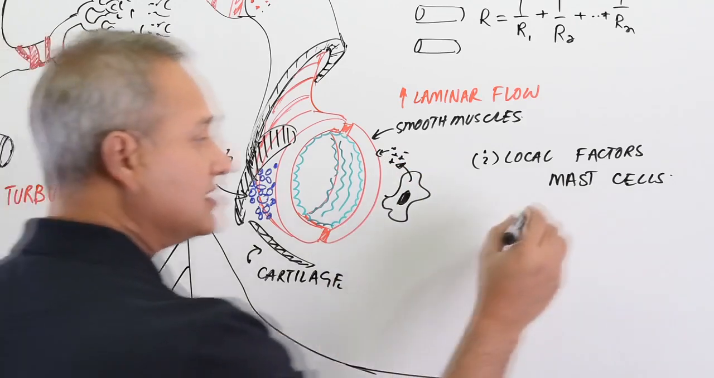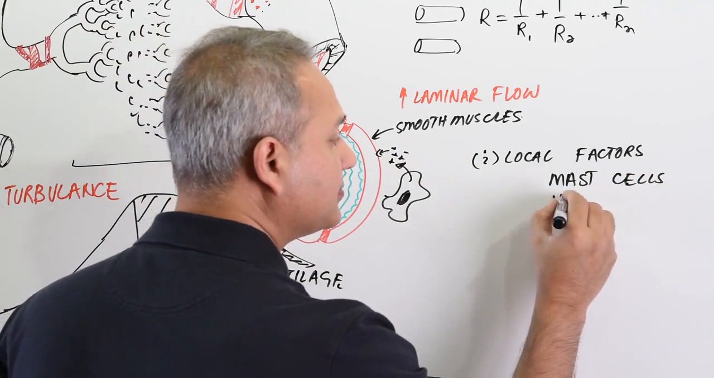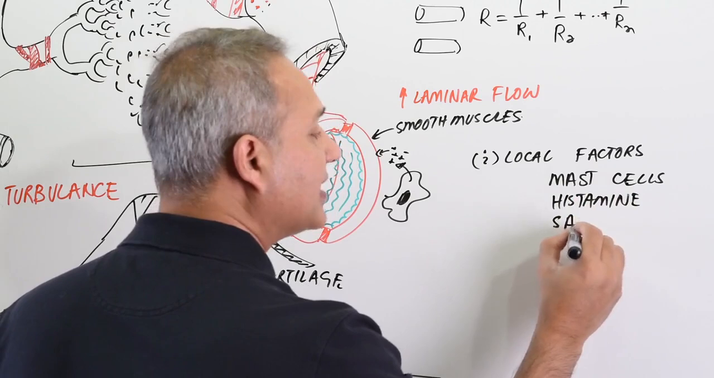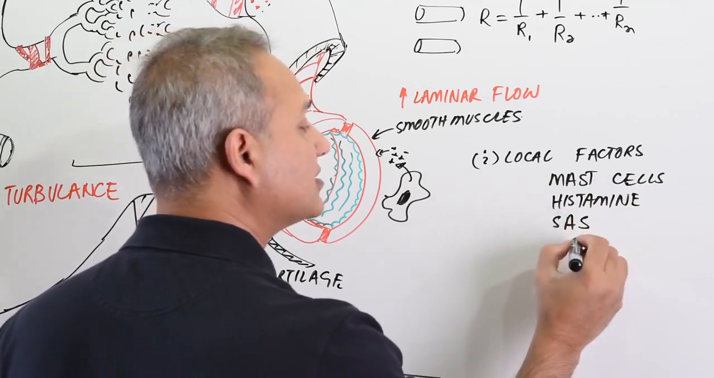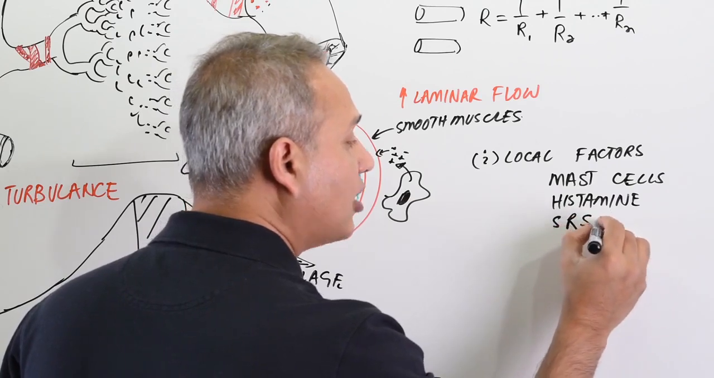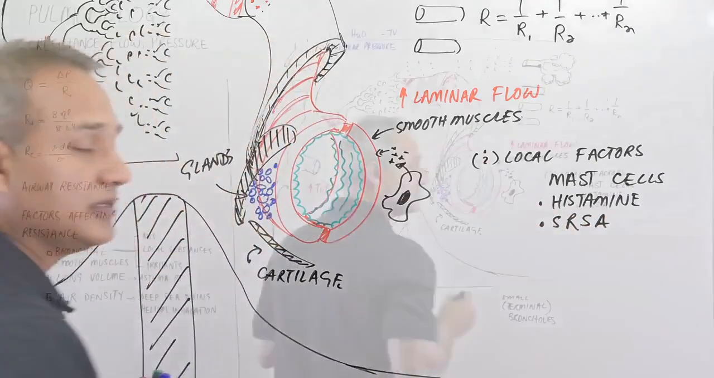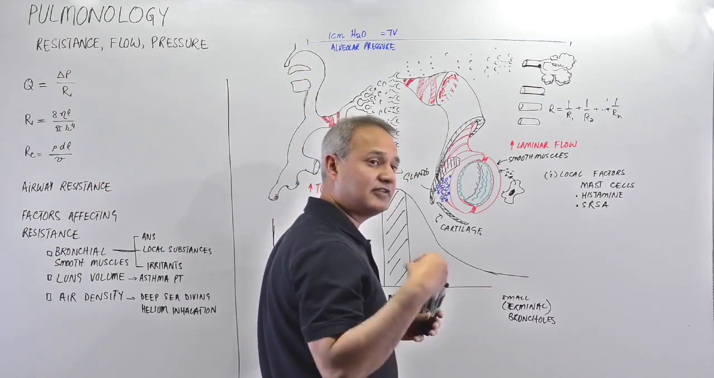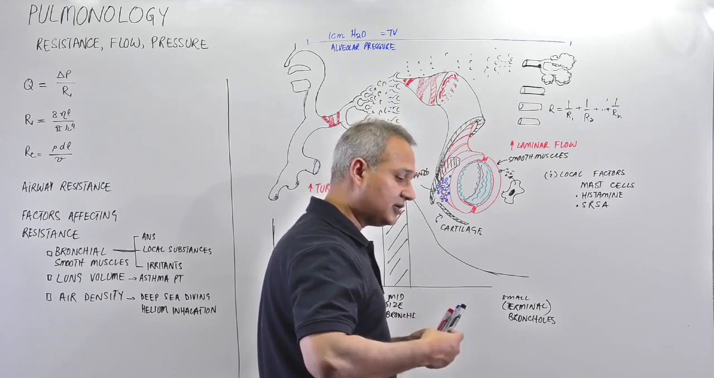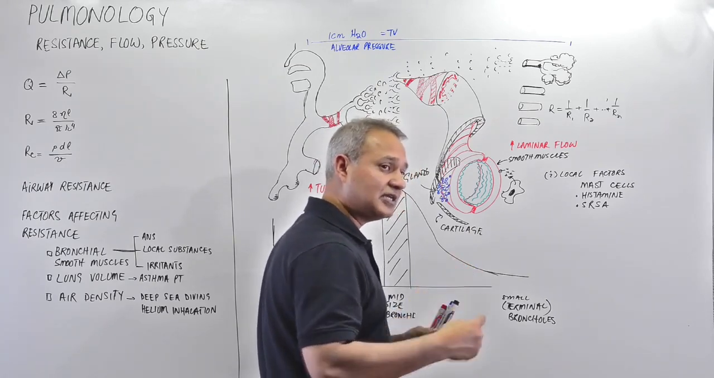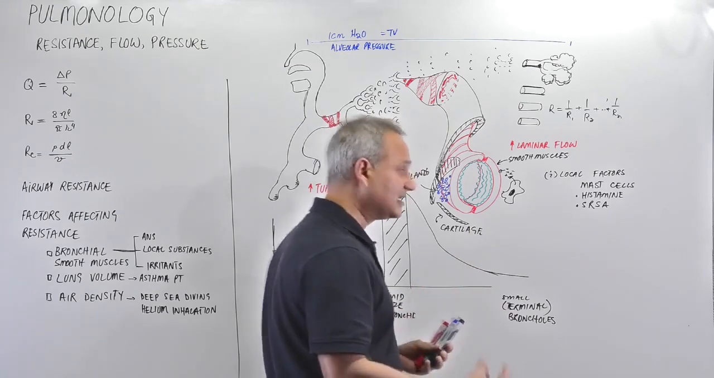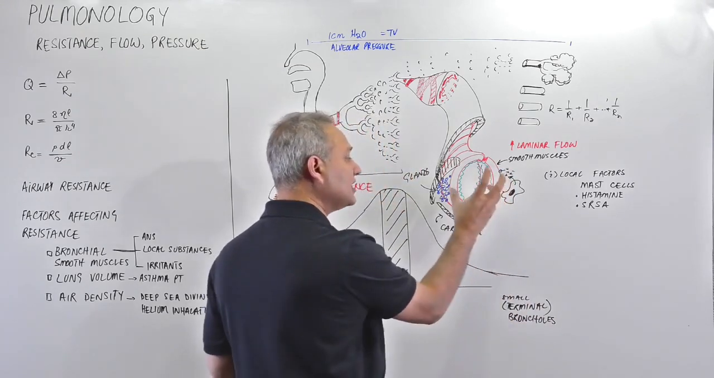There are also substances, for example, histamine and slow-releasing substances of anaphylaxis. These are also substances that are released by the inflammatory tissues once an allergic reaction happens, and these substances are formed new and then released, and when they are released they act on the smooth muscle and constrict them.